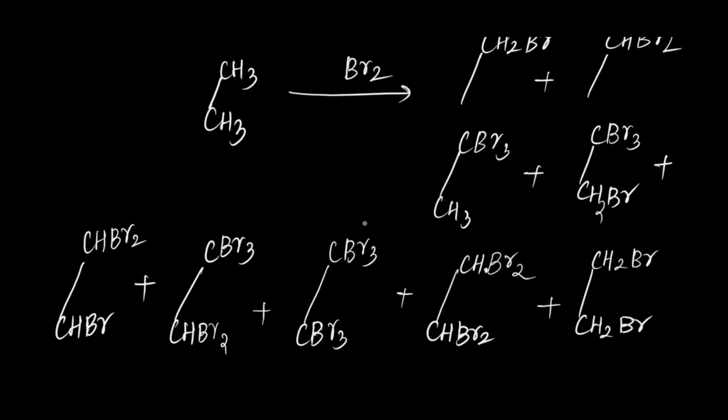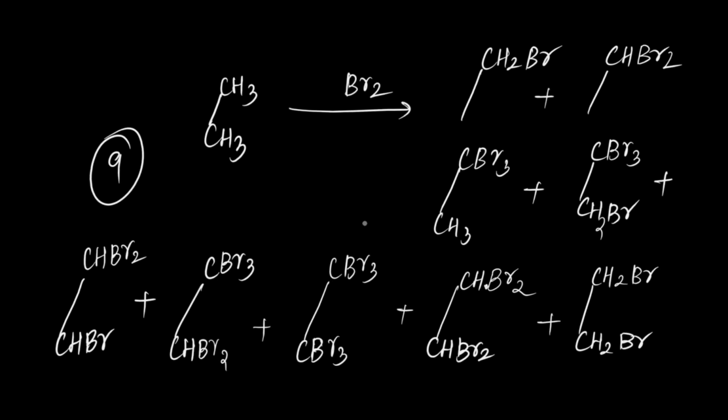One monobromo product, two dibromo, two tribromo, two tetrabromo, one pentabromo, and one hexabromo product. So totally 9 products can be formed in this reaction. Okay.